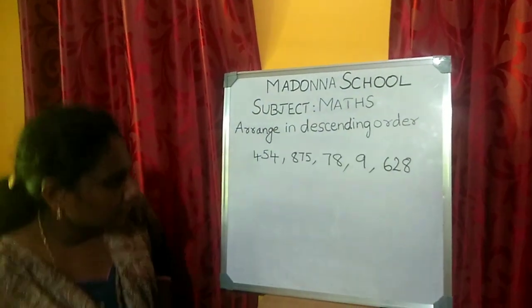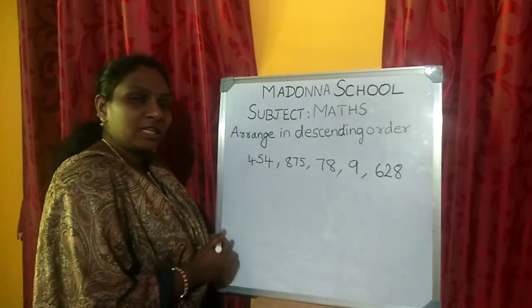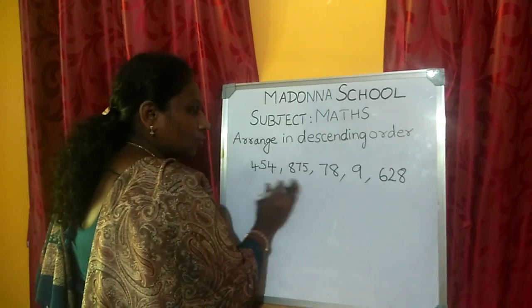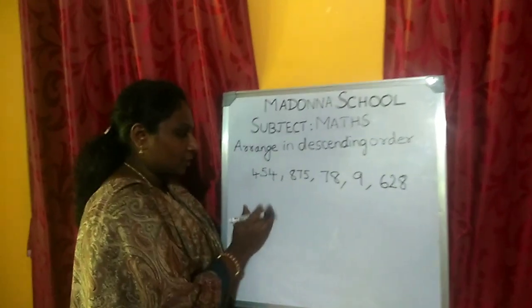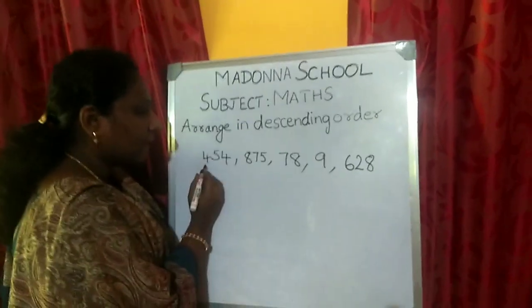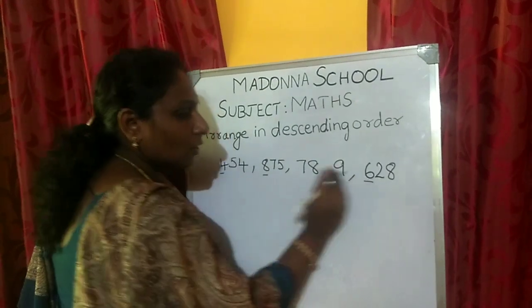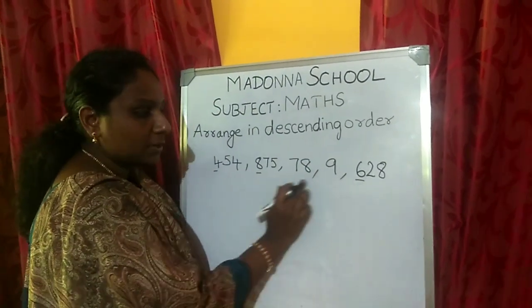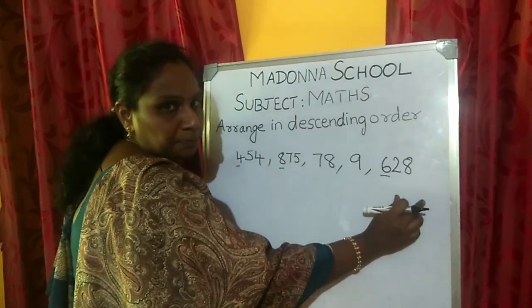So in this, how will we compare? What is the first step, children? You have to see the number of digits, because the number with more digits should come first. The 3-digit numbers should come first. So compare the first digit of all the 3-digit numbers. Why am I not comparing the 1-digit and 2-digit numbers? Because in descending order, small numbers should come at the last.